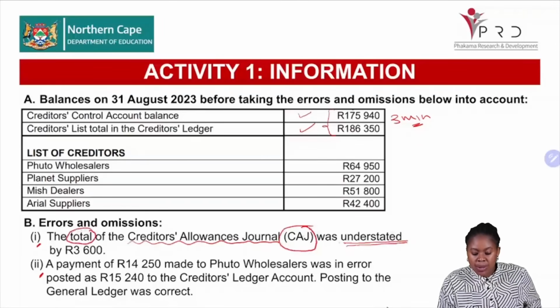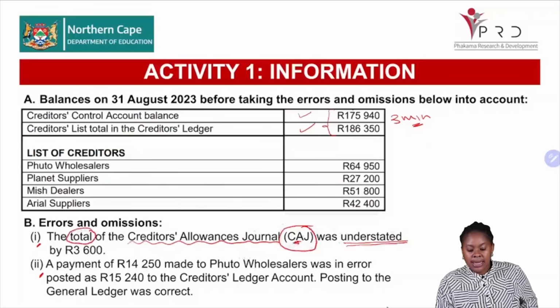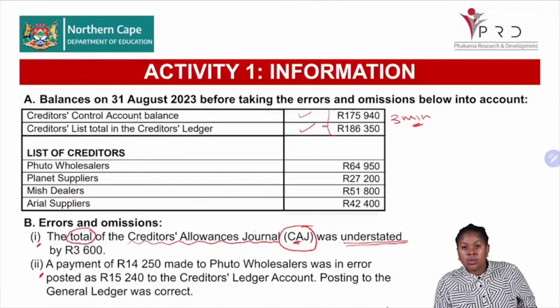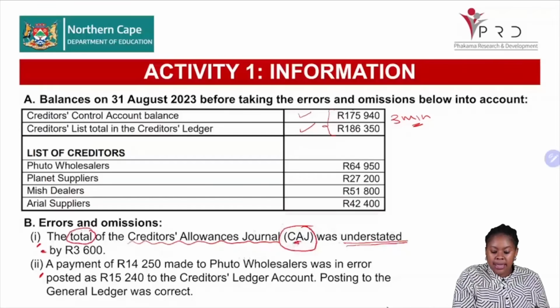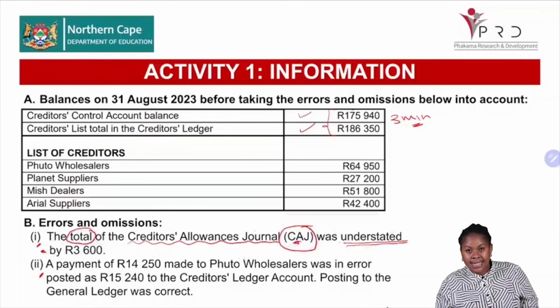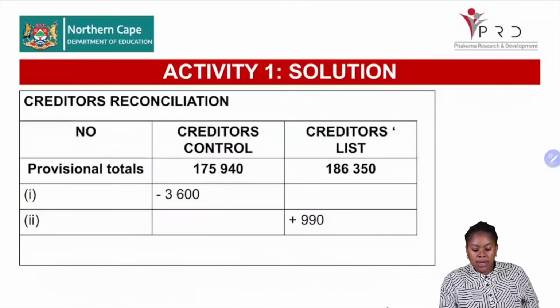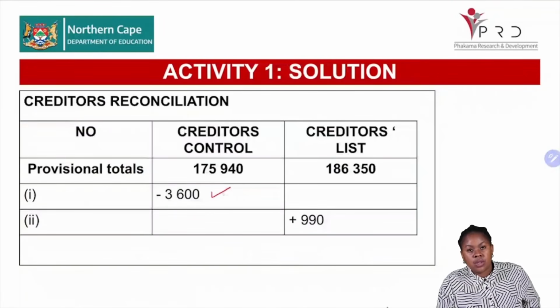Okay, so it means that we understated that amount. So when we understate the creditors allowances, what impact does the creditors allowance have on our debt? The creditors allowance deals with returns. So returns means that the debt must become less. So our debt is becoming less with 3,600. Okay, that is what was understated. We subtracted too little in the previous calculation. So there it is, the creditors control, and we subtracted too little.